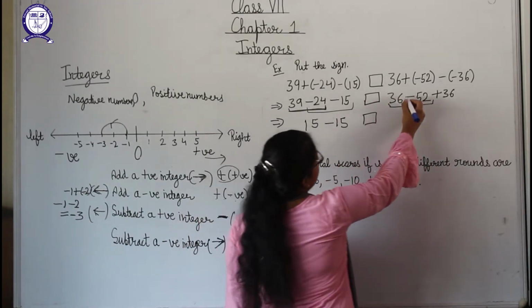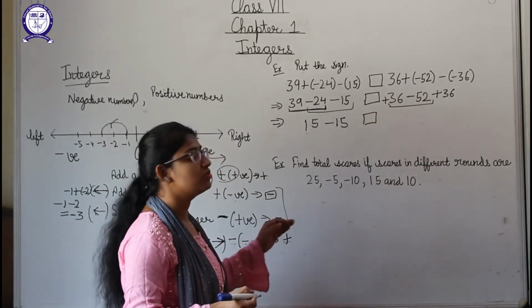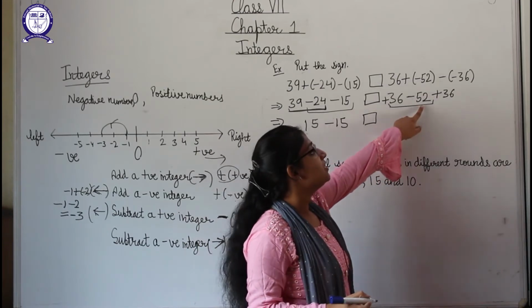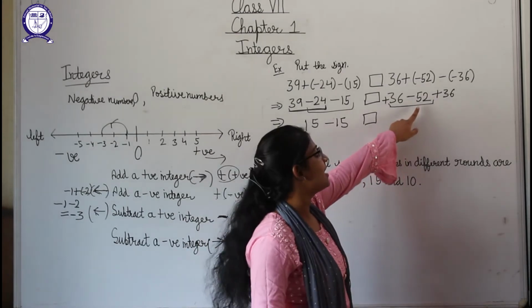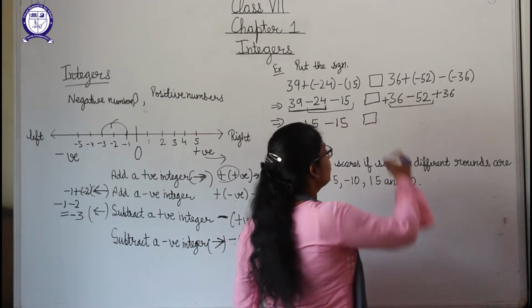Here 1 is negative and 1 is positive, so what do we have to do? We have to do the subtraction. Okay, and what will be the sign in the answer? The sign will be of the bigger integer from 36 and 52.